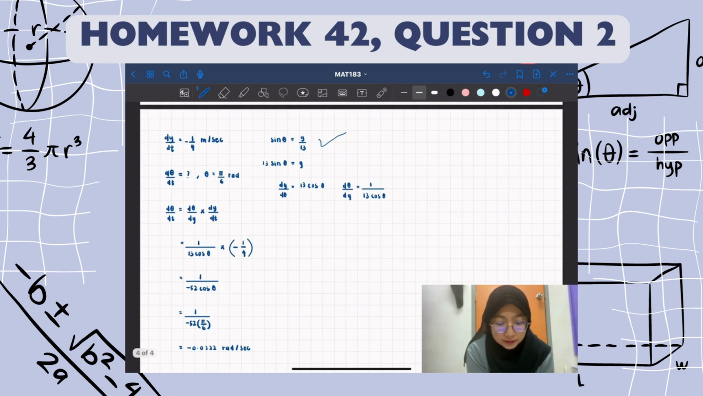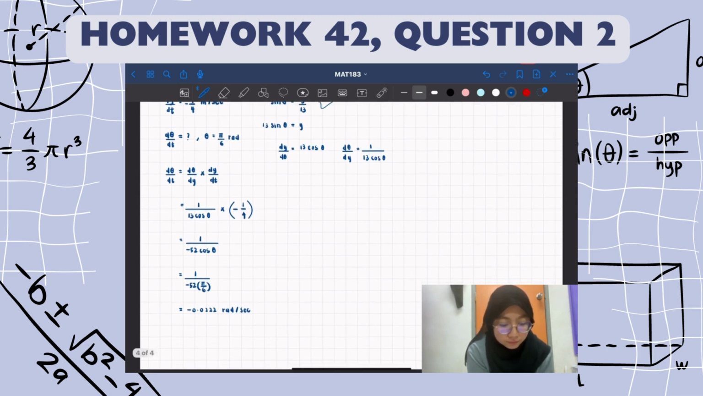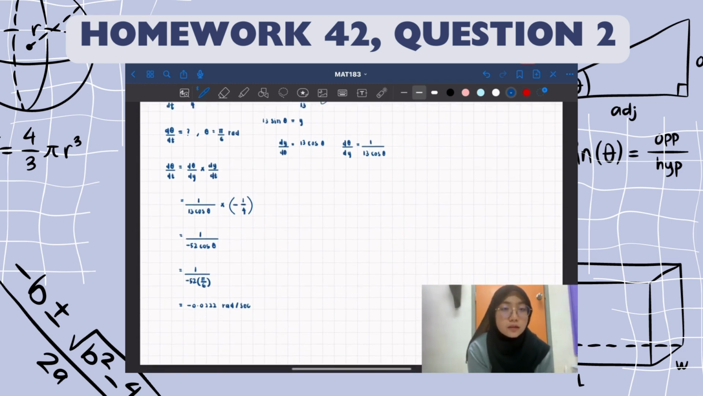13 sin theta equals y, and we have to differentiate it, and it becomes dy over d theta equals 13 cos theta, and d theta over dy equals 1 over 13 cos theta. And we're going to replace it into the equation. So it becomes 1 over 13 cos theta multiplied by negative 1 over 4. And we calculate it, it becomes 1 over negative 52 cos theta.